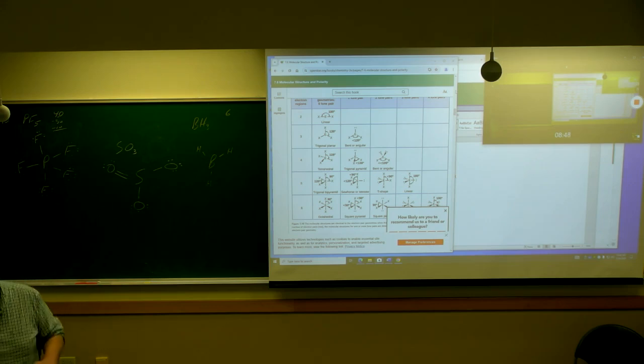This is too easy to not know how to do. You start with sulfur and you count it: 1, 2, 3, 4, 5, 6. So everything in this row has 6. Everything in this row has 7. 5, 4, 3 for boron.